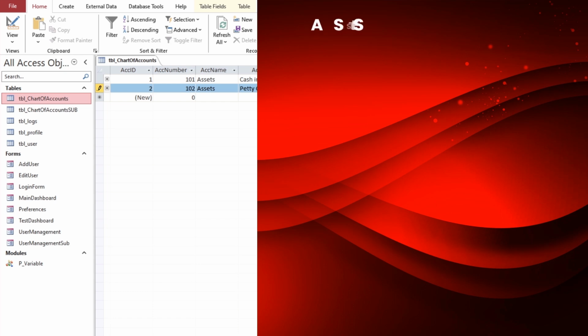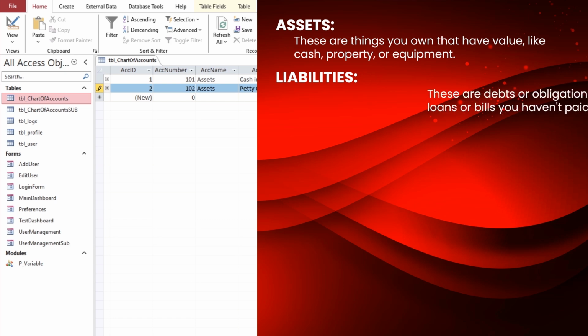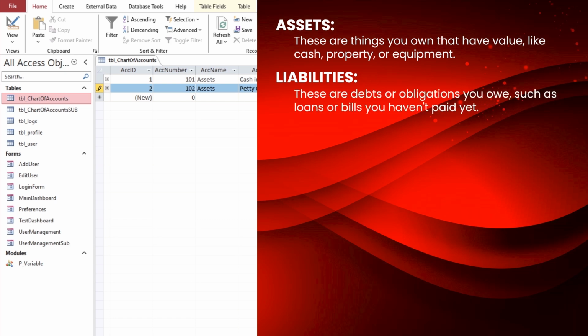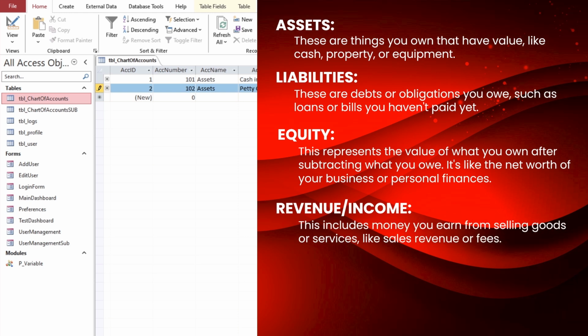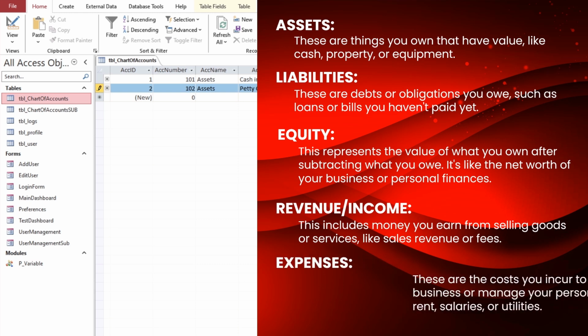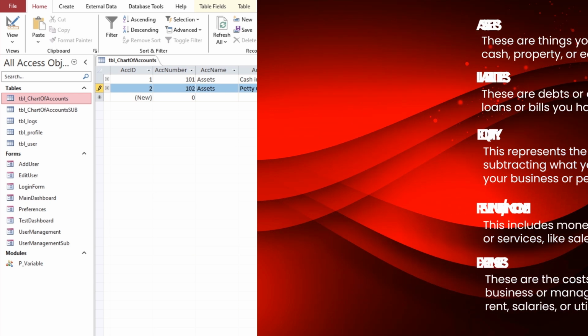Assets are things you own that have value, like cash, property, or equipment. Liabilities are debts or obligations you owe, such as loans or bills you haven't paid yet. Equity represents the value of what you own after subtracting what you owe. It's like the net worth of your business or personal finances. Revenue includes money you earn from selling goods or services, like sales revenue or fees. Expenses are the costs you incur to run your business or manage your personal finances, like rent, salaries, or utilities.